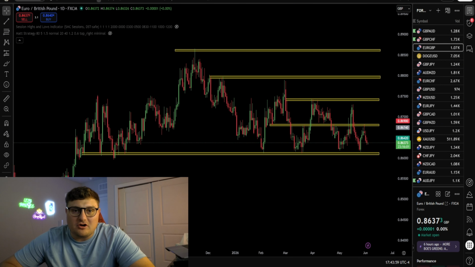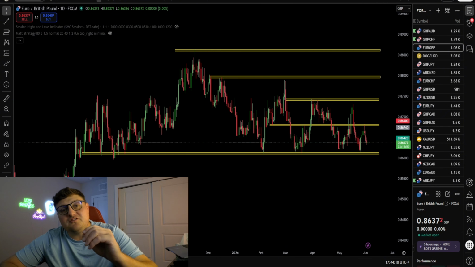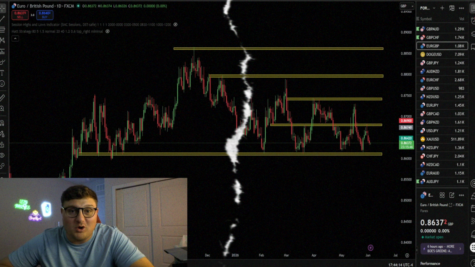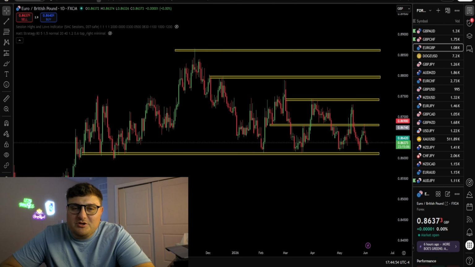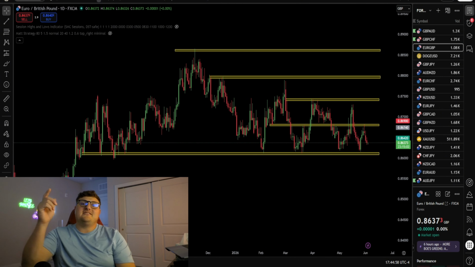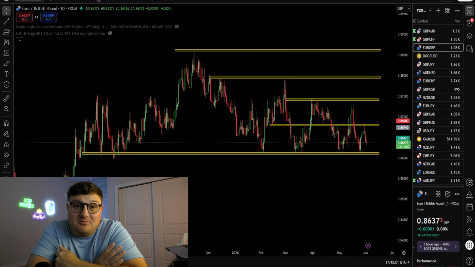Reading levels on a chart is something that takes time and skill. Being able to identify strong and key support and resistance levels takes time and practice. To think that you can just do that on a phone is not realistic, and I'm going to show you why. If you truly want to get into day trading, there's a couple things that you need.